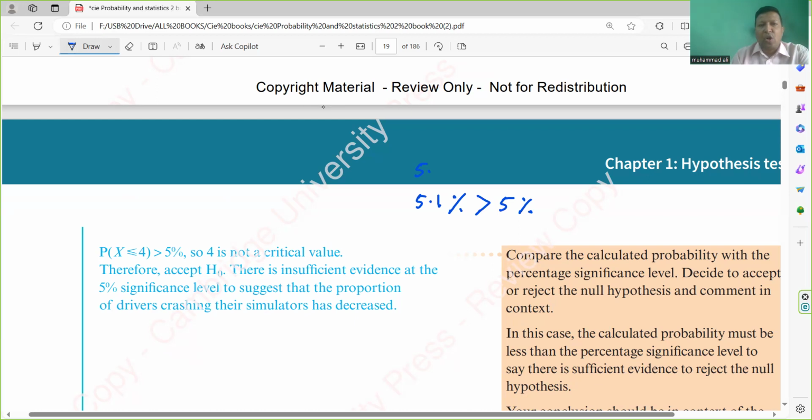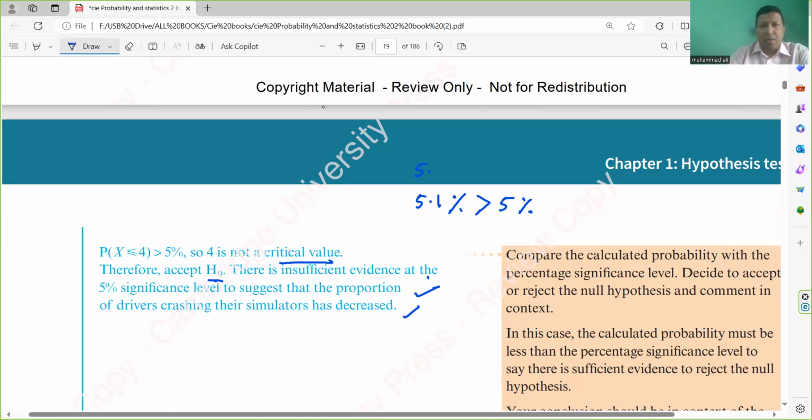So 4 is not in the critical region, because we can't reject the null hypothesis. So 4 is not a critical value, therefore accept H0. There is insufficient evidence at the 5% significance level to suggest that the proportion of drivers crashing their simulator has decreased.